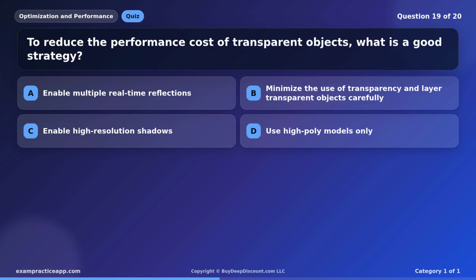The correct answer is option B, minimize the use of transparency and layer transparent objects carefully. Explanation. Transparency is costly in terms of rendering. Minimizing its use and managing layers reduces the performance impact of transparent objects.